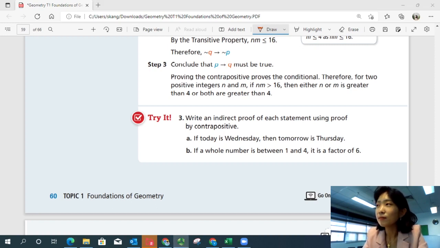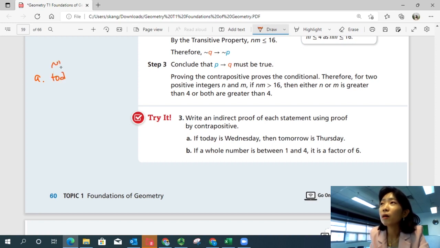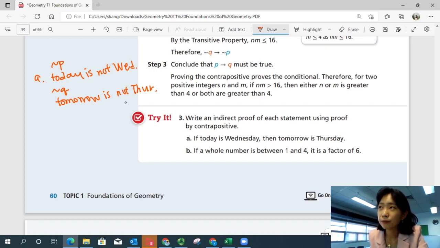Okay, are you ready? All right, what is the negation of the hypothesis and the conclusion? If today is Wednesday, so not P would be today is not Wednesday. Not Q would be tomorrow is not Thursday, right? So we're going to assume that tomorrow is not Thursday. If tomorrow is not Thursday, it could be any day other than Wednesday, right? Wednesday is the only day where the next day is Thursday. So it doesn't make sense that today is not Wednesday.